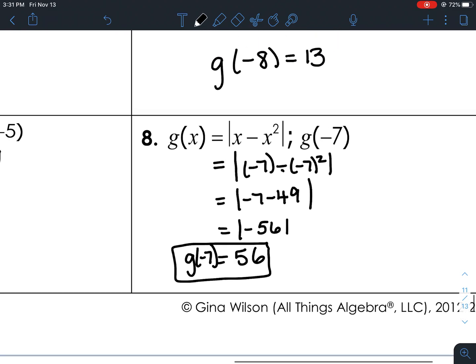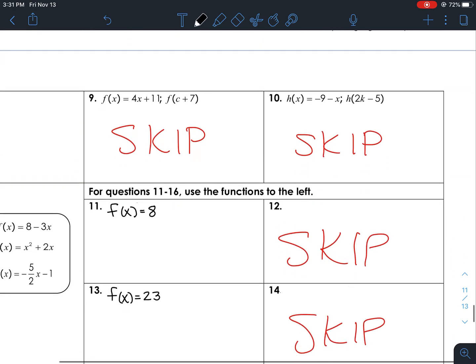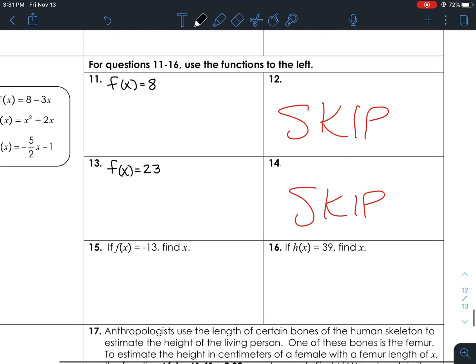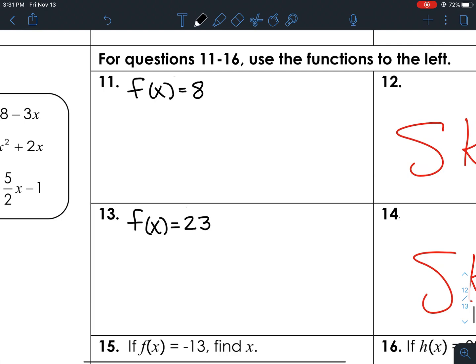All right, let's continue on to the next page here. We're going to skip 9 and 10. We're not going to be plugging in anything like that that's crazy. Now, 11, 13, I switched up a little bit. So if you want to just go ahead and write these in real quick, and we'll talk about these.